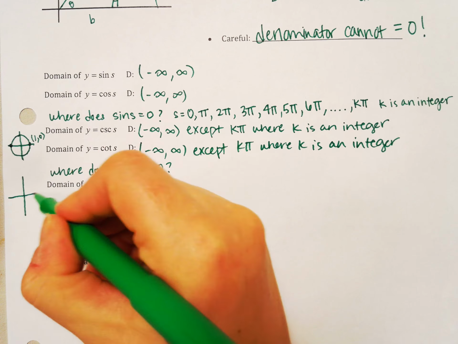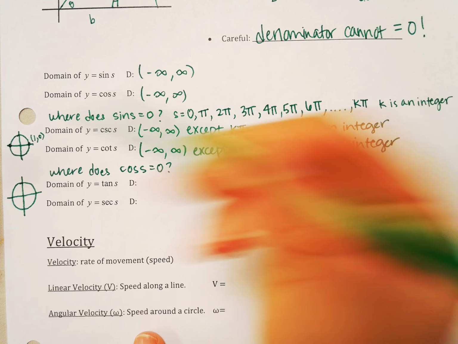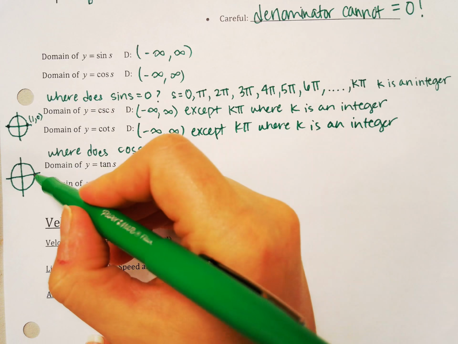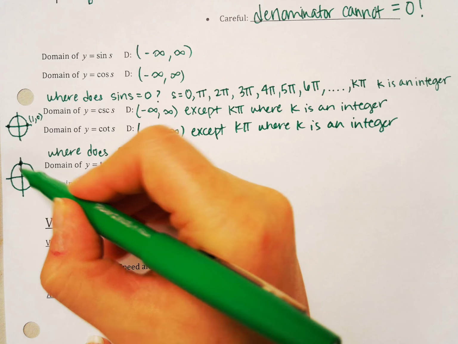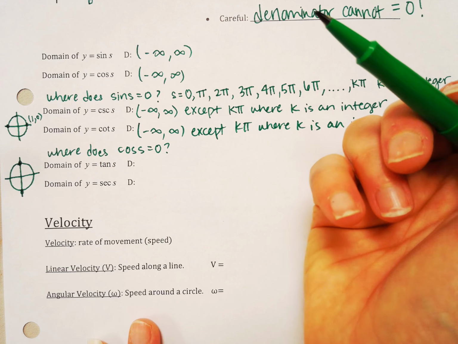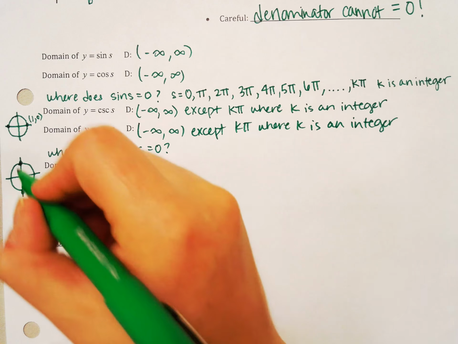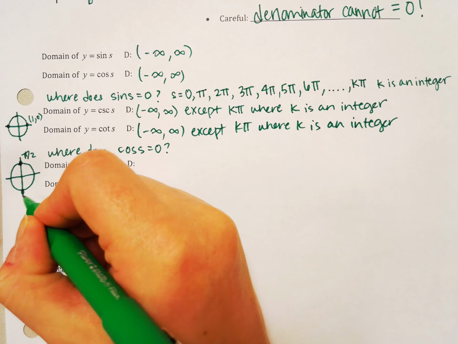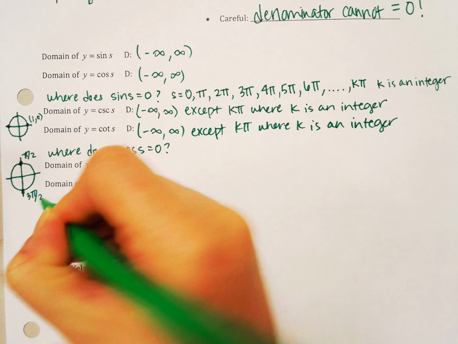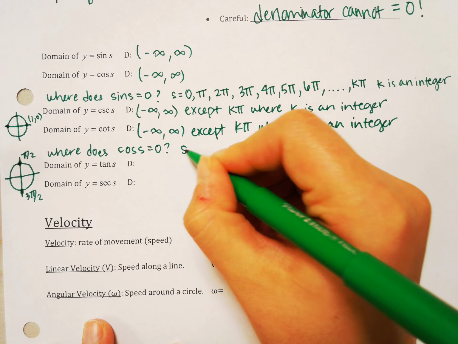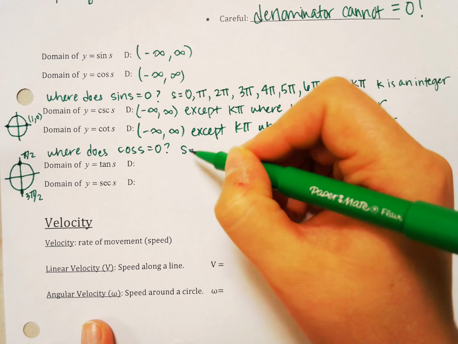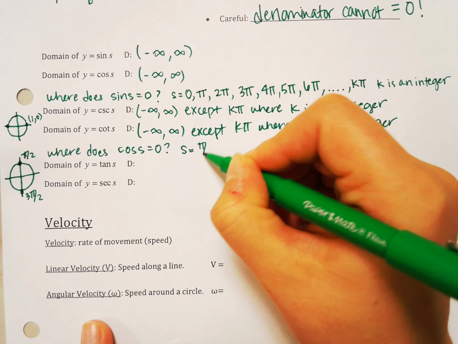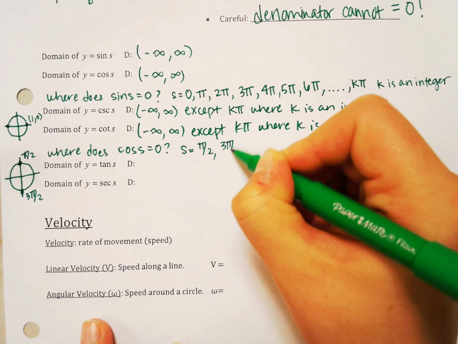So thinking about my unit circle, here it is. Sine equals 0 at 0 and pi. Cosine equals 0 at the other coterminal angles that we have, the 90 degrees and 270, which are in radians pi over 2 and 3 pi over 2. So the values that would equal 0 are pi over 2, 3 pi over 2.